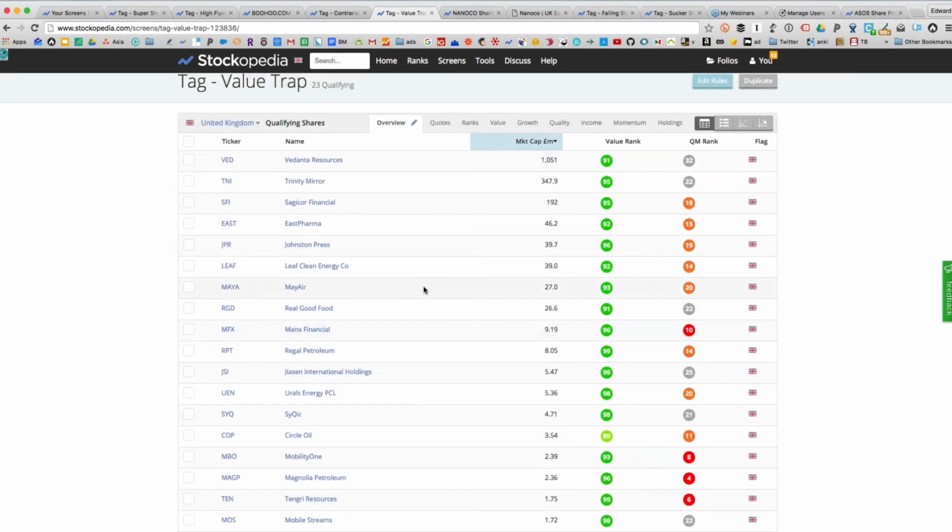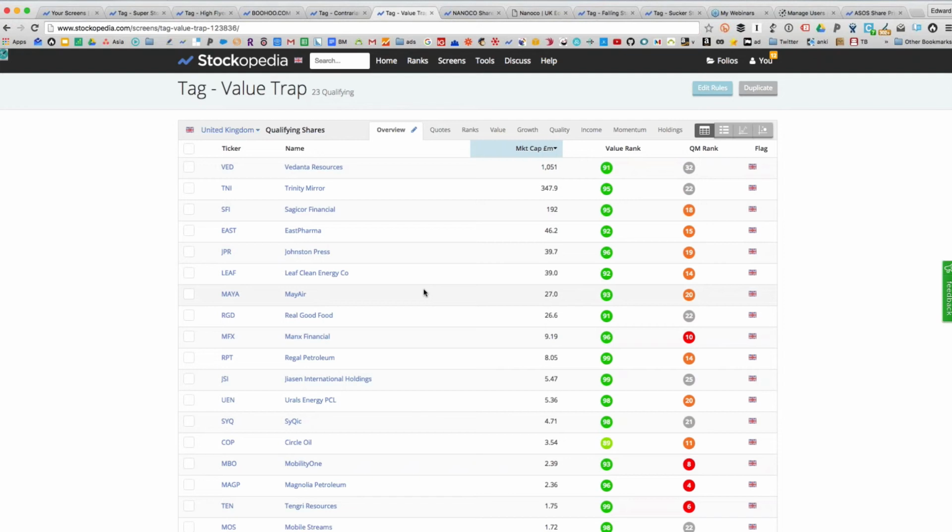So one has to be careful in value traps. Personally, I think this sort of area of the market is best investigated by people that are trained accountants, who really know what they're doing. If you're a part-time investor, my general feeling on it is you should just avoid these kind of shares.